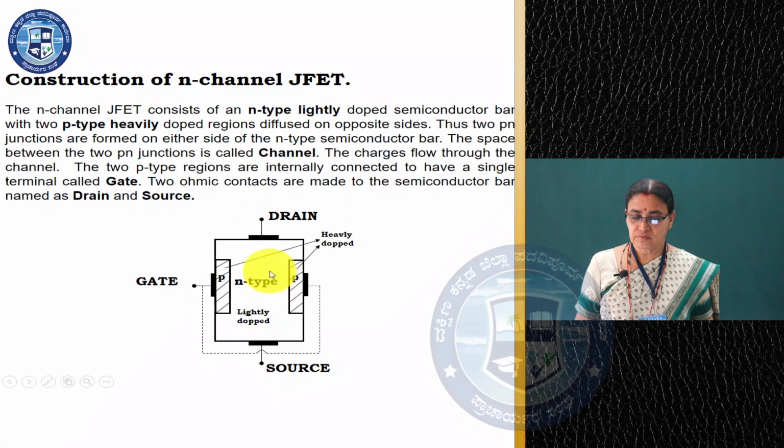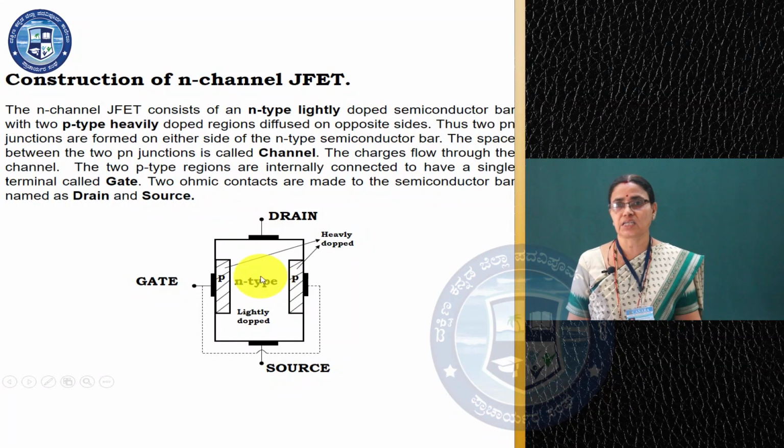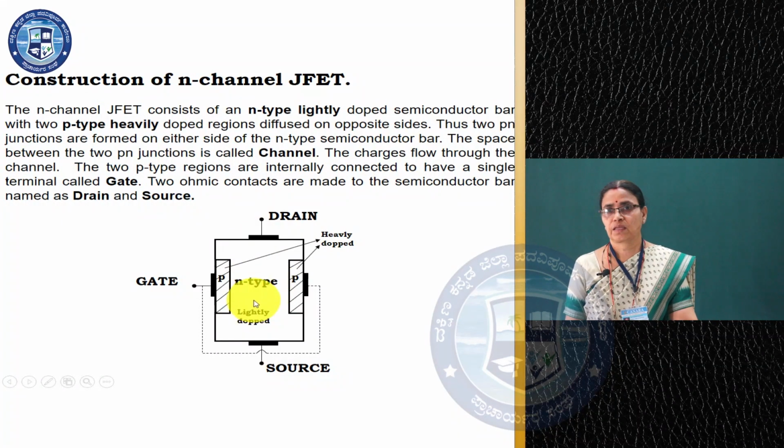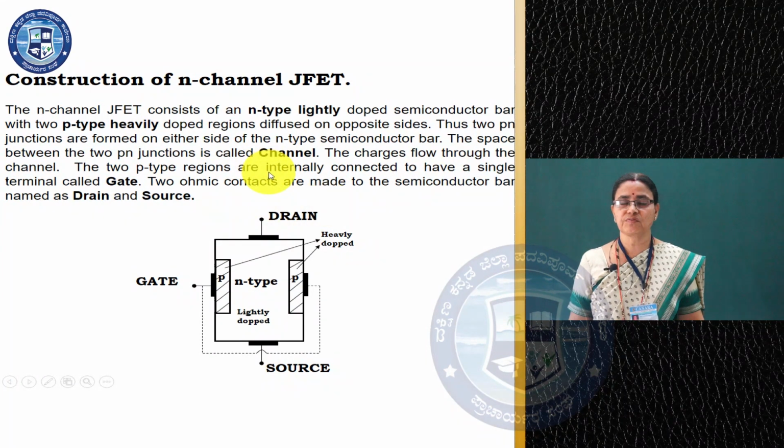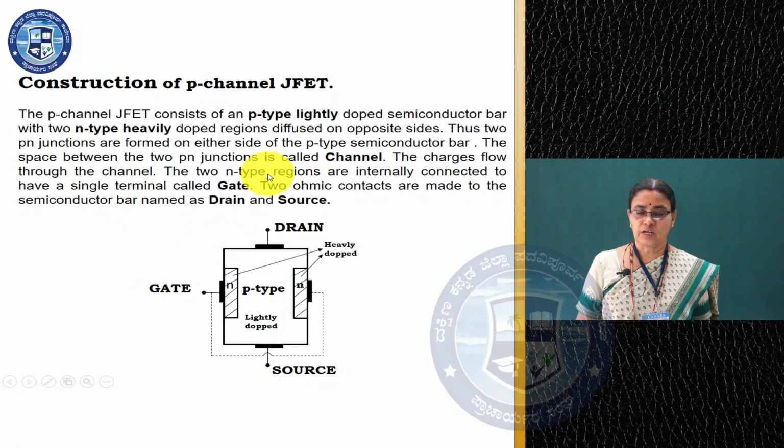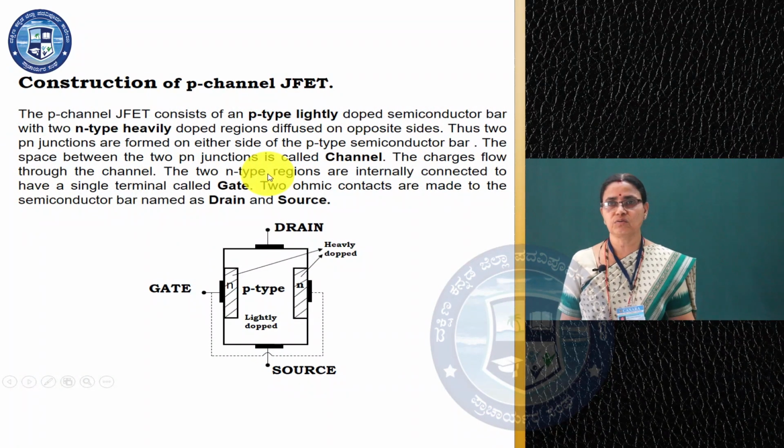The path of majority charge carriers is called the channel. Here it is N type, so it is the N channel. So you can remember easily, N type material used for the path, channel, it is called N channel JFET. So this is the construction of N channel JFET, and P channel JFET is almost similar, the only thing is N type is replaced by P type, P type replaced by N type.